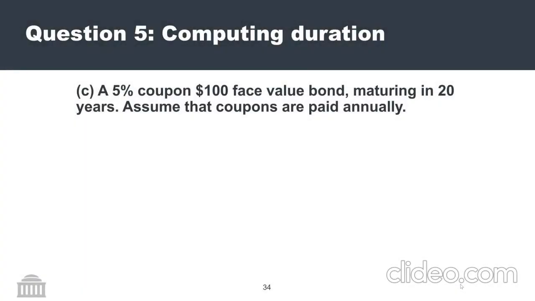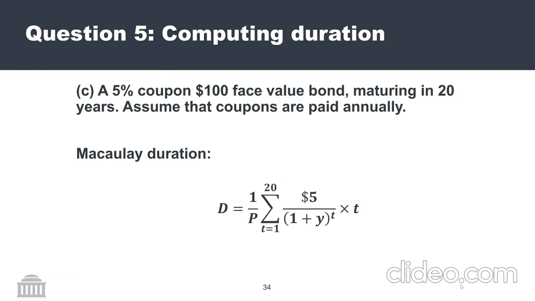In part C, we were asked to compute the duration of a 5% coupon, $100 face value bond that has 20 years to maturity. Let's start with Macaulay duration. Again, this is the definition of Macaulay duration written for this particular bond. So capital T here is 20. This is the number of years until the maturity of this bond. And since this bond pays an annual coupon, the annual payment that we get from this bond is $5.